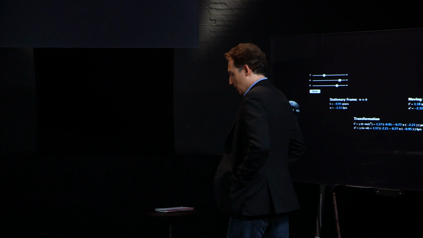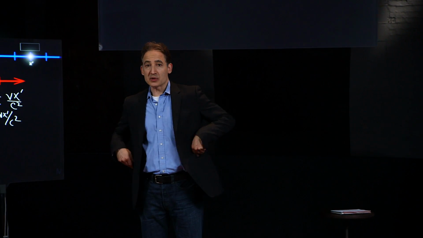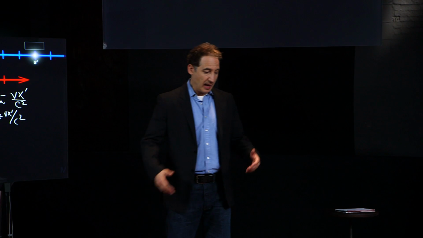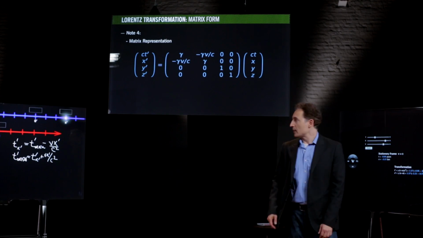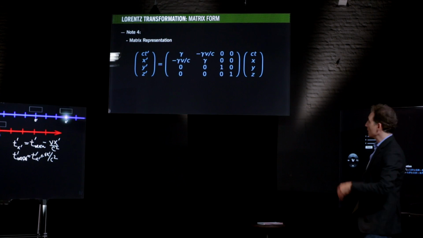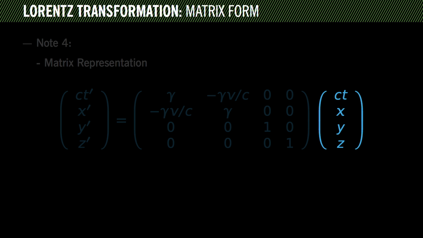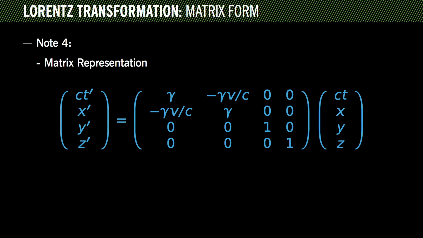If you like to think about transformations using matrices, which are the way we can describe linear transformations, you can do that as well with the Lorentz transformation. Sometimes you'll see it in this form, where we look at a column vector which has ct, x, y, and z. Given that, the transformation between the two has this nice, simple matrix form.